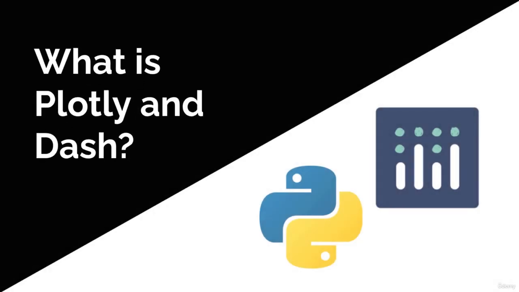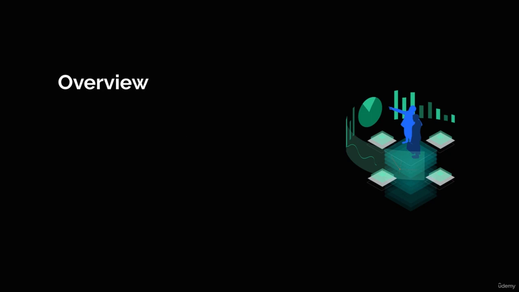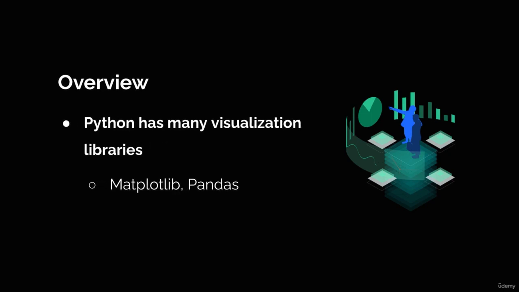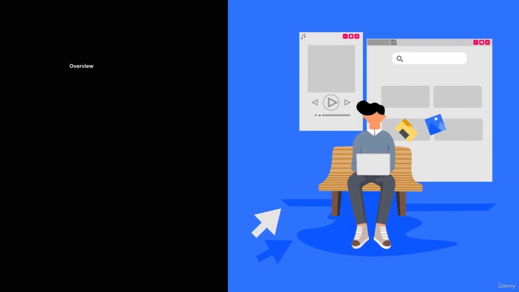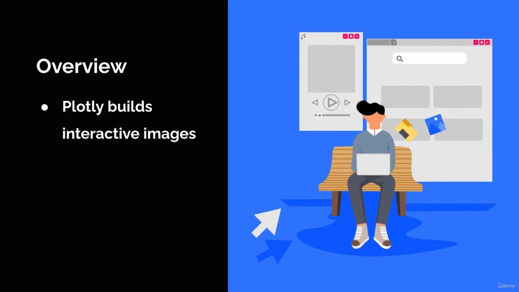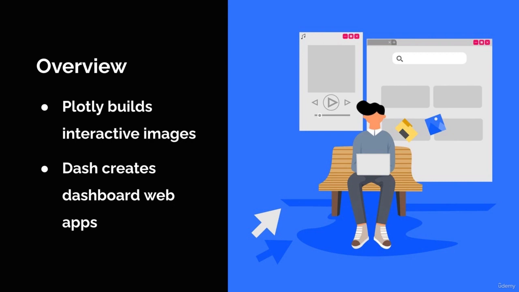In this lecture, we're going to talk about what is Plotly and Dash and why you should learn it. All right, we'll start with an overview. Python has many visualization libraries. You may be familiar with Matplotlib as well as Pandas for helping. And many of these visualization libraries like Matplotlib, they are static, meaning you can't interact with them. They can't update dynamically. So we need to use a library like Plotly because it will allow us to build interactive charts. Plotly itself builds interactive images, and then Dash, which was built by Plotly, can create dashboard web apps. So you can use the two together to create interactive graphs and charts.